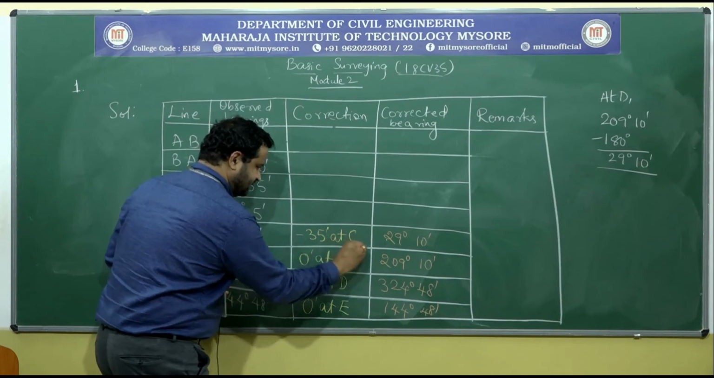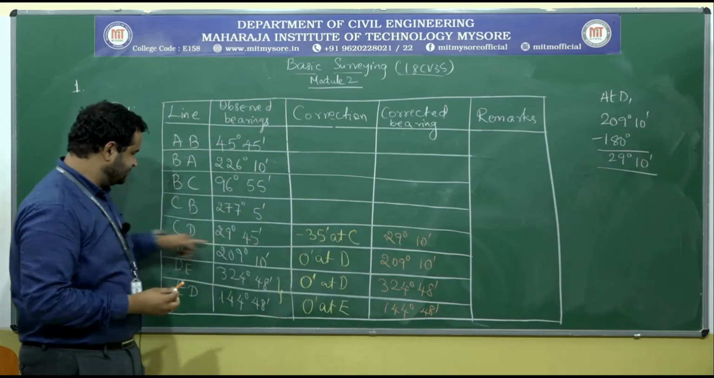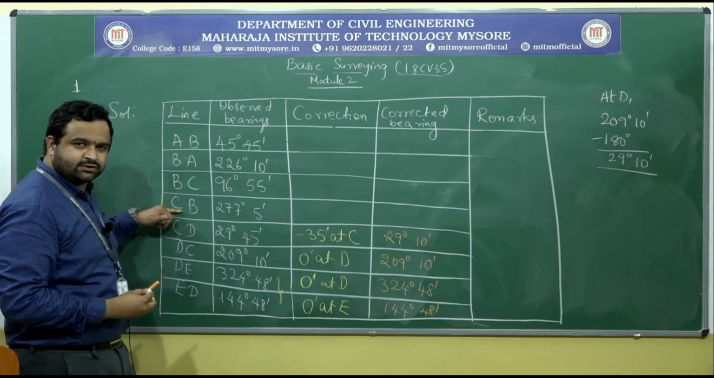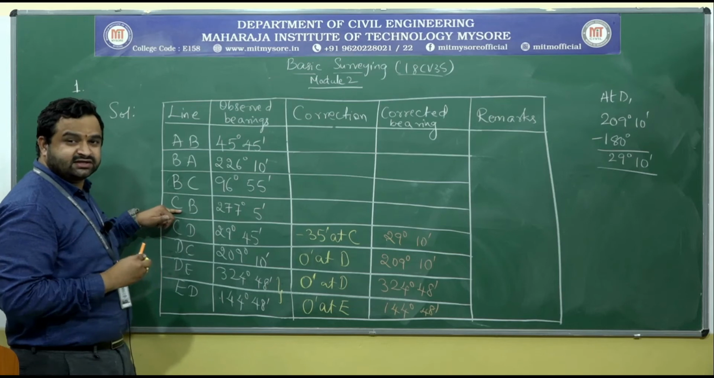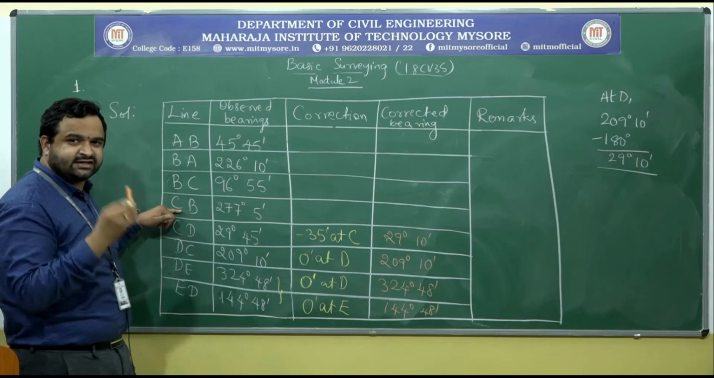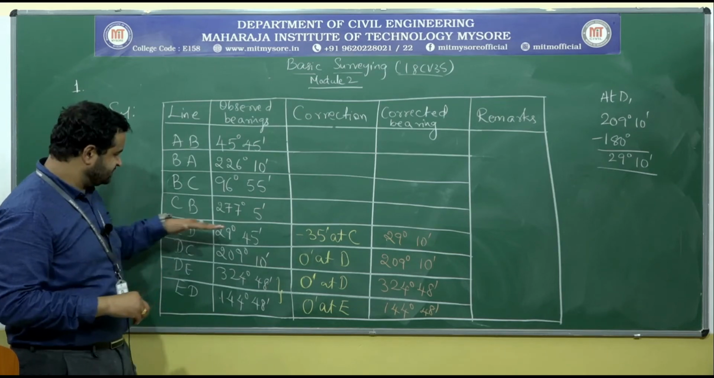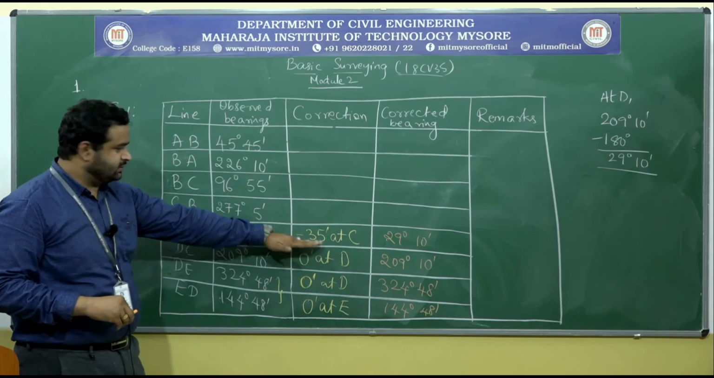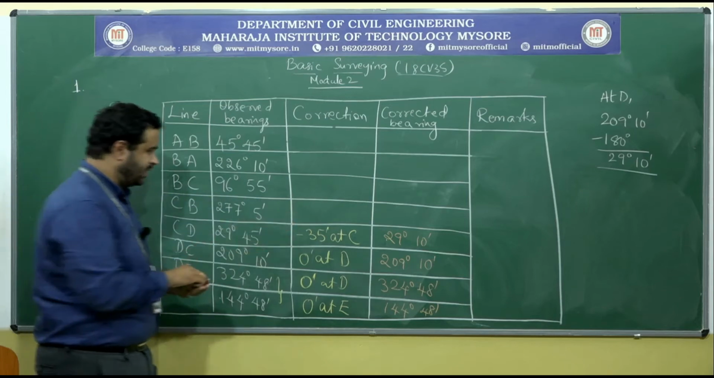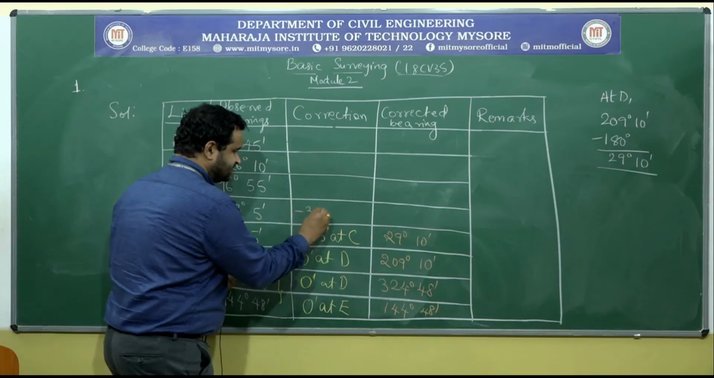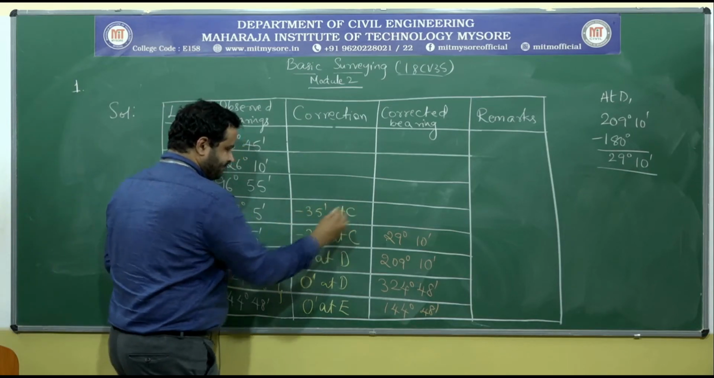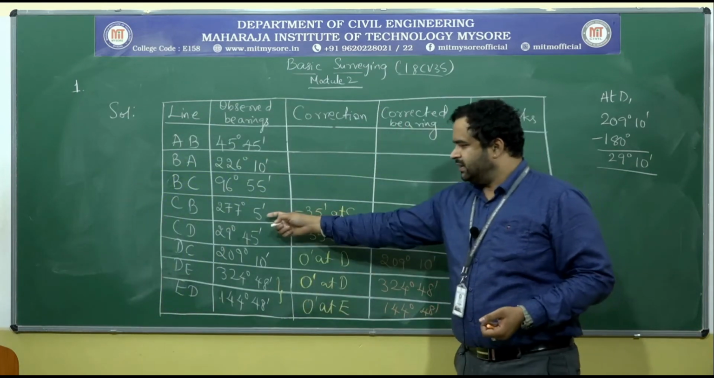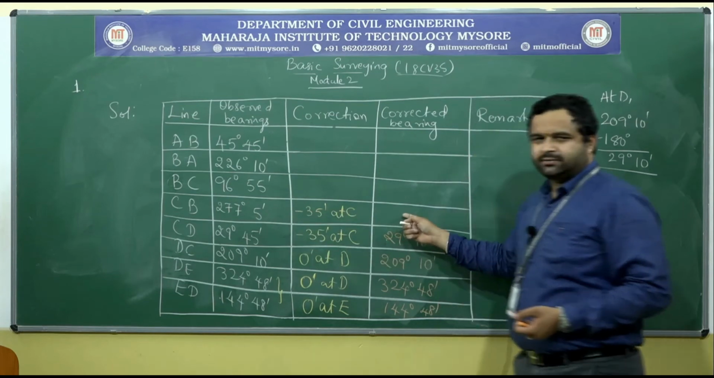35 minutes at C. If this has a correction of minus 35 minutes, here also you should apply the same correction since the readings are taken with C as a reference. So, if this has minus 35 minutes correction, this should also have minus 35 minutes correction. Okay. Next, if this is the correction to be applied here, what about the corrected bearing here?